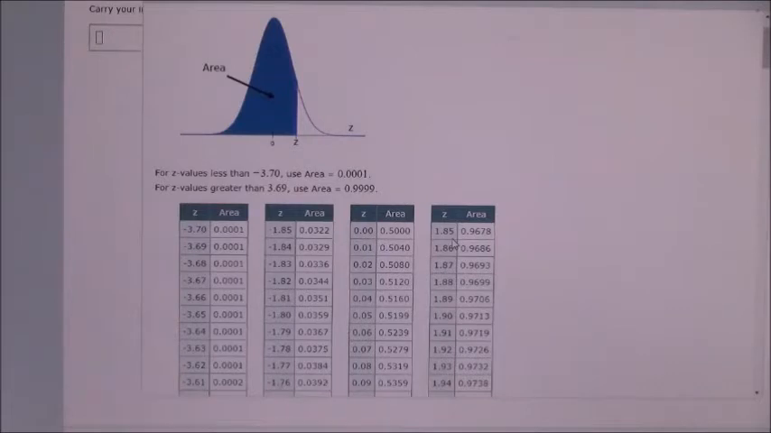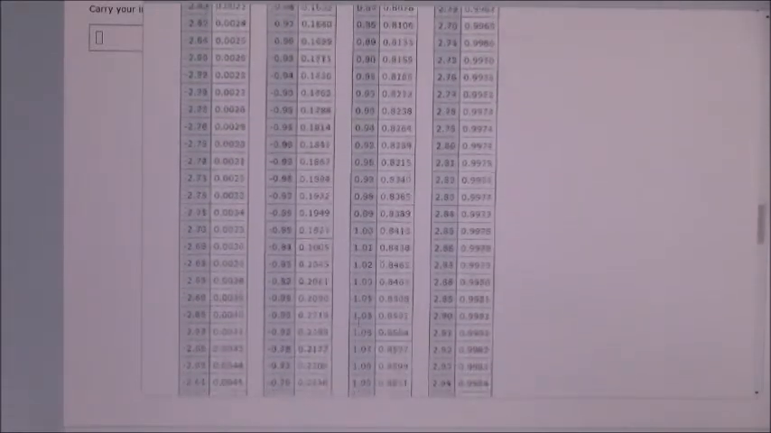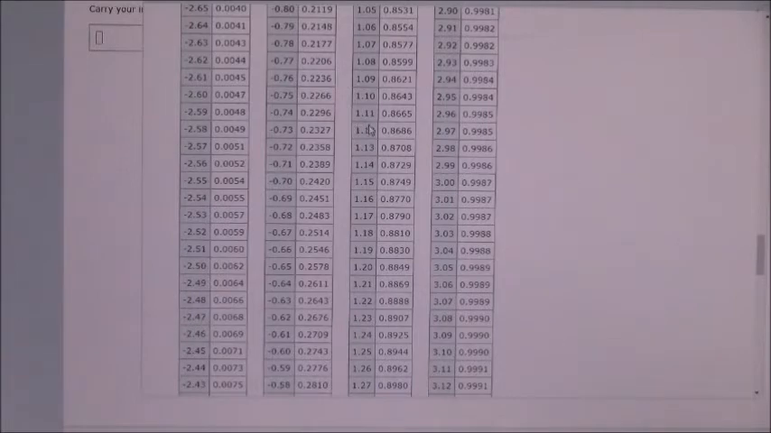So in order to find the area to the right on this table, you end up having to take 1 minus the area to the left. So for example, on our technology activity, the first question wants us to find the area to the right of 1.11. We would scroll down to 1.11. 1.11 says the area to the left is 0.8665. To find the area to the right, we are going to have to do 1 minus that. 1 minus 0.8665 means that the area to the right of that is 0.1335.